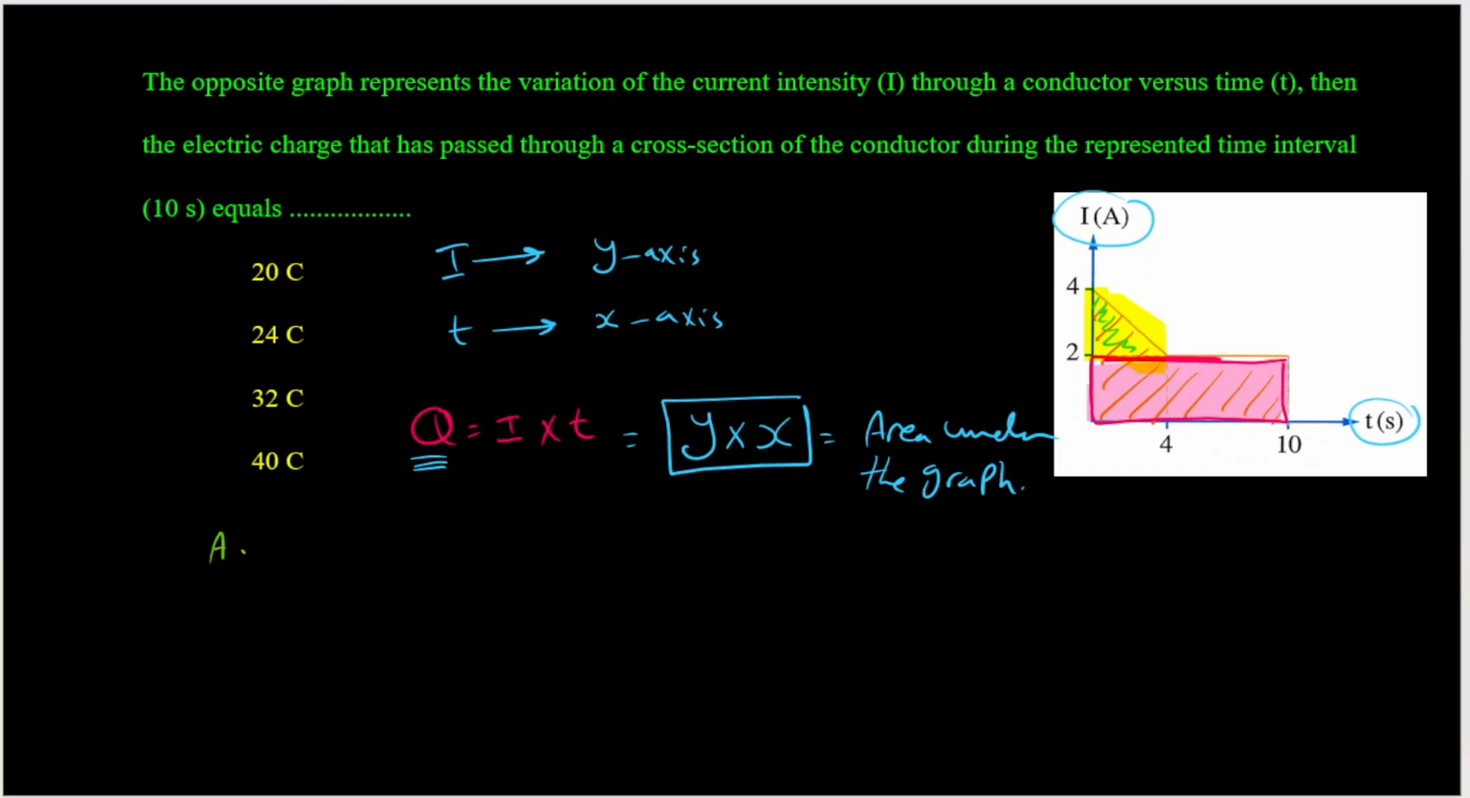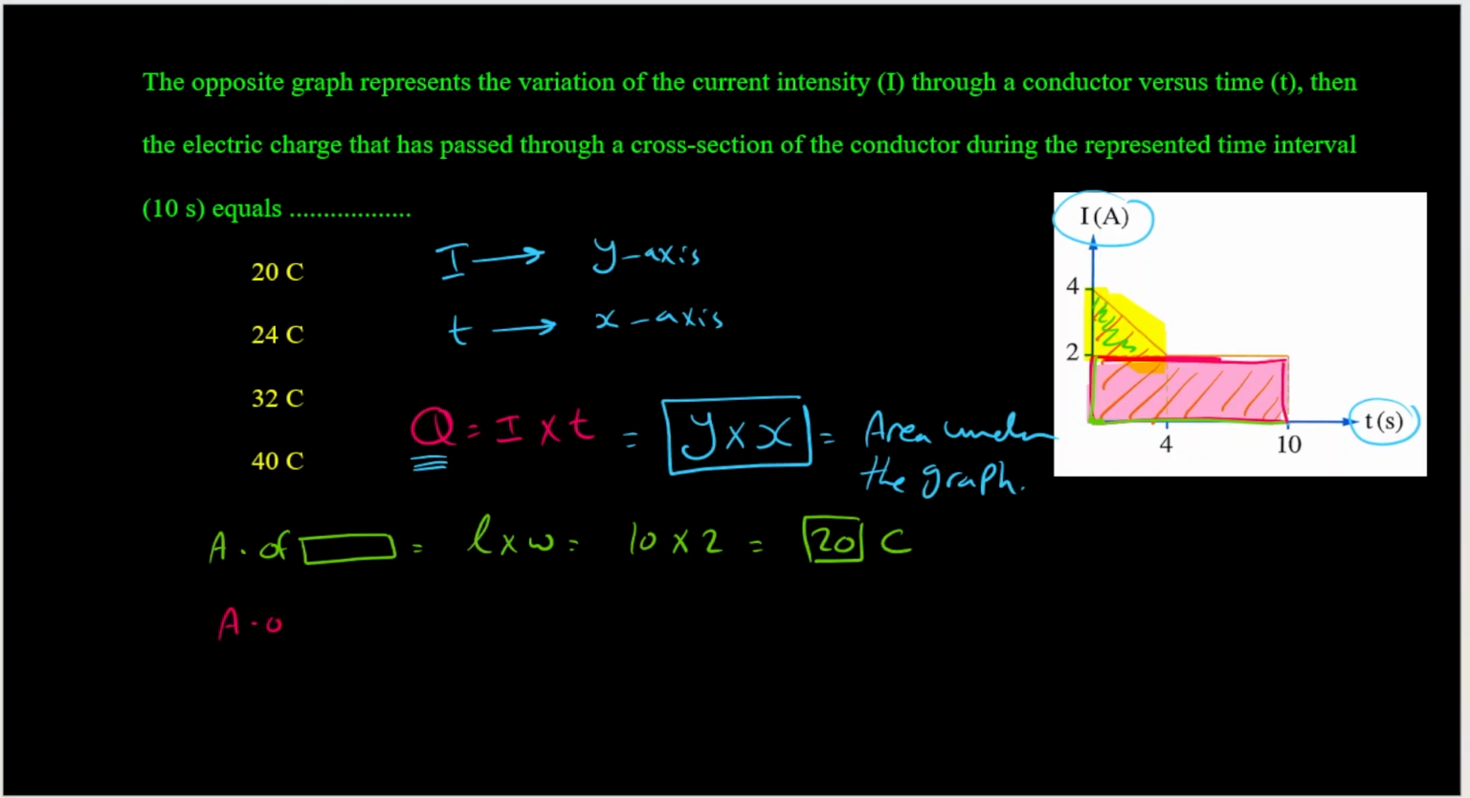So first, we will calculate the area of the rectangle, which is equal to length times width. Its length extends from 0 to 10, so it's 10, times its width, which extends from 0 to 2, so it's 2. So 10 times 2 is equal to 20, and since this represents a charge, it's coulomb.